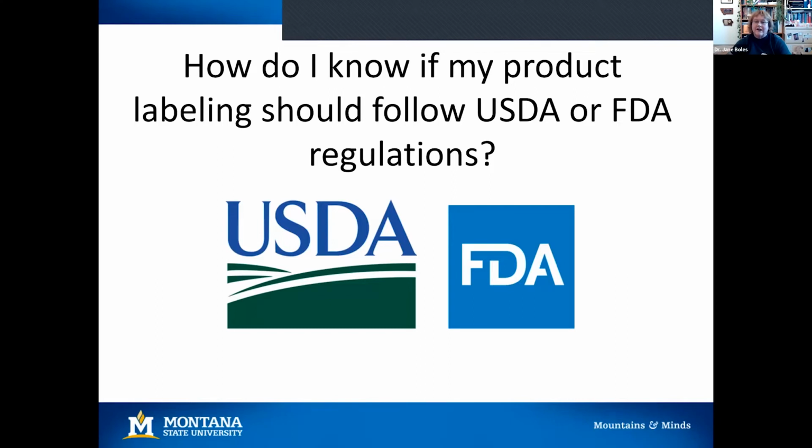Now there is one caveat to that, and that is bison or any of the species that are classified as non-amenable species. A non-amenable species is basically bison, elk, deer. The one wild species that is not under that is your ratites, which are your ostrich and your emu. But in general, those things are under FDA, while all of the rest of what we would consider domestic species goes under USDA.